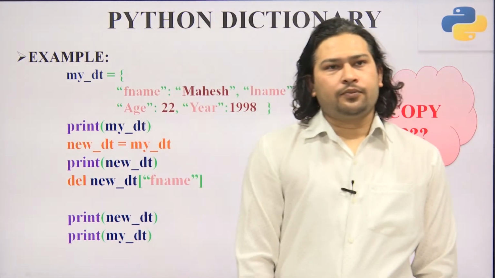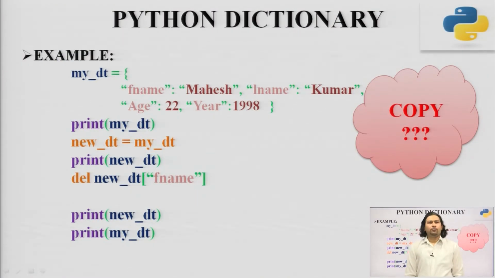Welcome back to the next lecture of the dictionary data type. In the previous lecture, we have seen how the myDT variable is created in the dictionary data type, followed by how we have updated the values of key value pairs, and the last one is by how many operations we are able to remove the key value pairs in the DT or in the dictionary.